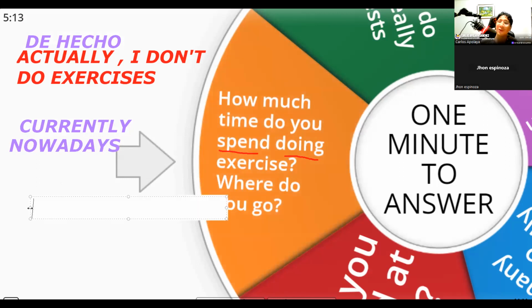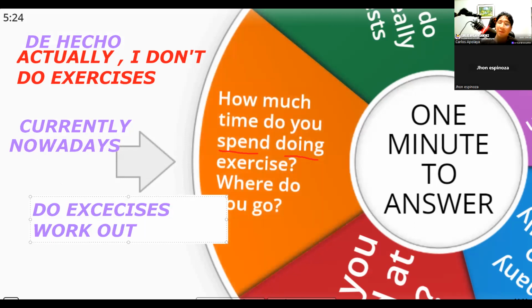Remember that in English we have phrasal verbs. So if you don't want to say do exercises, you can say workout. Workout means to do exercises. It's the same. I don't work out. You see, it's more natural.